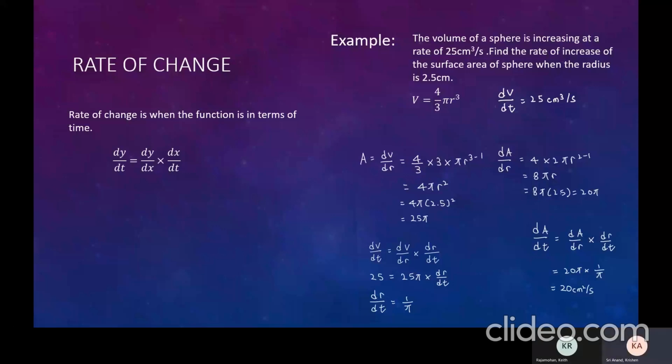Next, we find the second derivative of V, which is 8 pi r. This gives us 20 pi after subbing r as 2.5. We finally apply the formula of rate of change for surface area. Subbing in our known values gives us the rate of change of surface area to be 20 cm² per second.